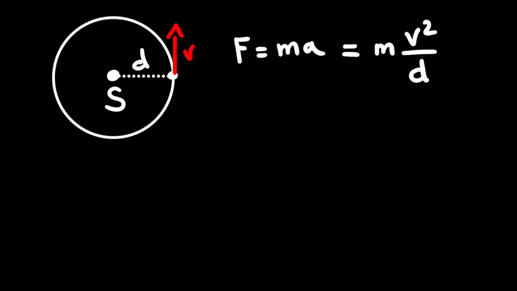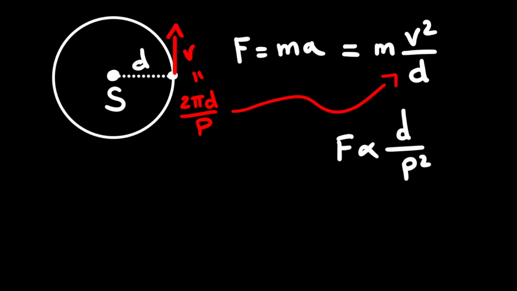That's the time that the planet takes to go around the Sun. So we rewrite the speed as the total distance traveled, which is 2 pi d, divided by P, which is the orbital period. And if we insert this in our expression, we find that the force is proportional to d over P squared. So here I just re-expressed the force in terms of P, but we still have the same problem. We want an expression that depends only on d, and actually we won't be able to achieve this just from pure theoretical arguments.